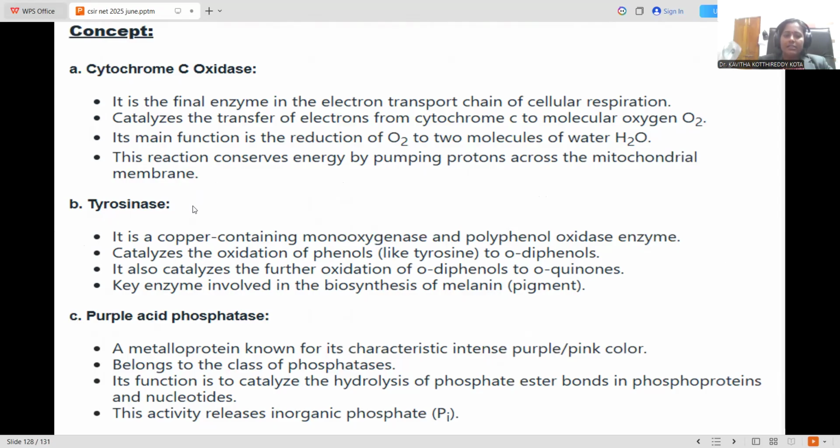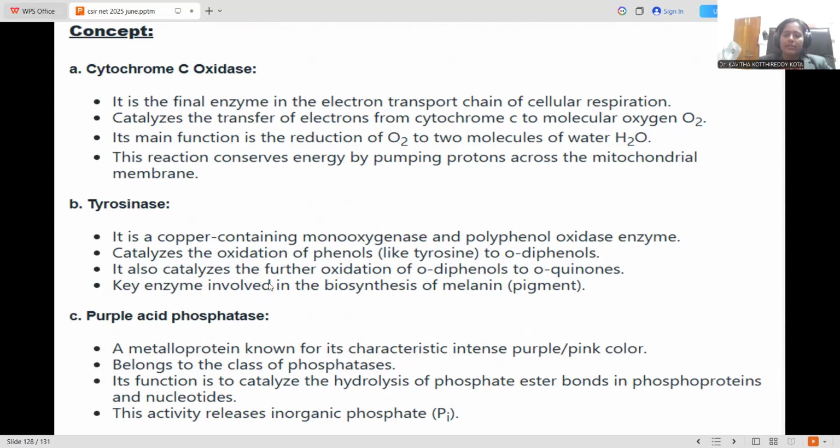If tyrosinase is the enzyme provided, its activity is that of a copper-containing enzyme. It is a copper-containing monooxygenase, a polyphenol oxidase enzyme. It catalyzes the oxidation of phenols like tyrosine into ortho-diphenols.